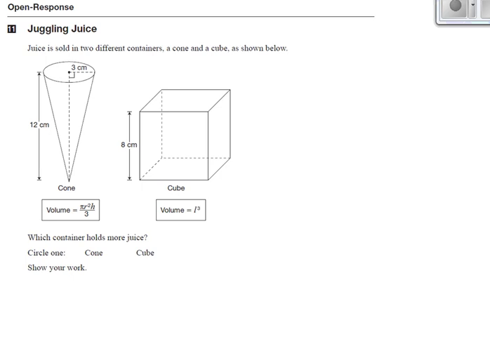So this is a volume question. Juice is sold in two different containers, a cone and a cube. Which container holds more juice? Circle one and show your work. If all you did was circle one and you got it right, you would get 1 mark out of 4. That's not a pass. Do the math.